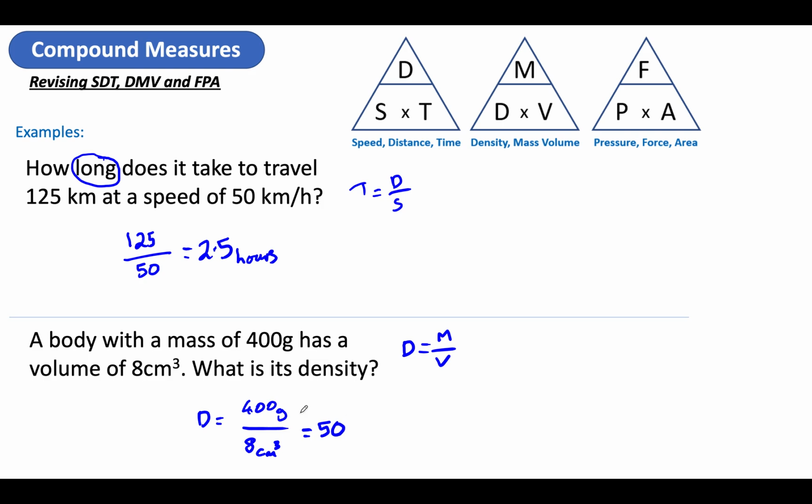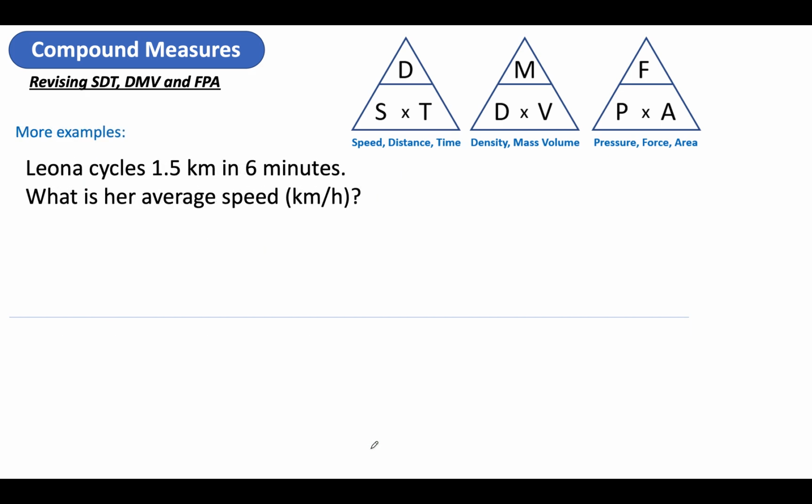And what are my units? Use the units in the question. Look, this is grams over centimeter cubed. So those are my units, grams per centimeter cubed. 50 grams per centimeter cubed is my density. It's a compound measure, density, so it must have a compound unit. Okay. Two more examples, then you'll be able to go off and do some questions on your own.